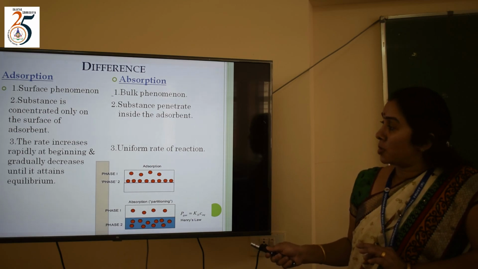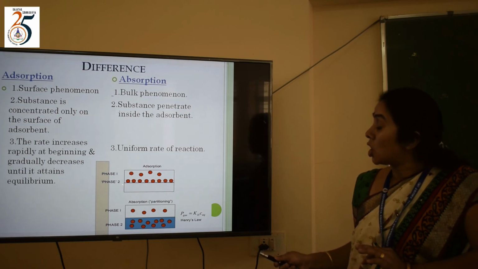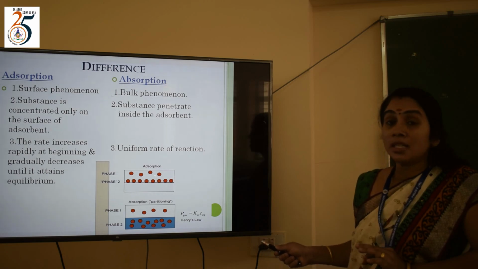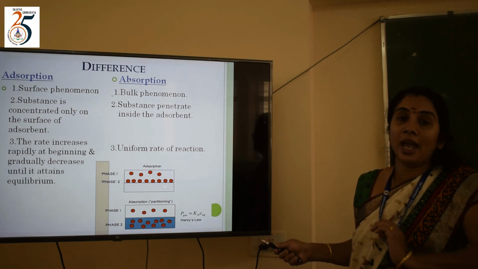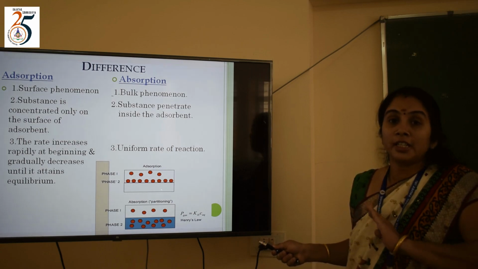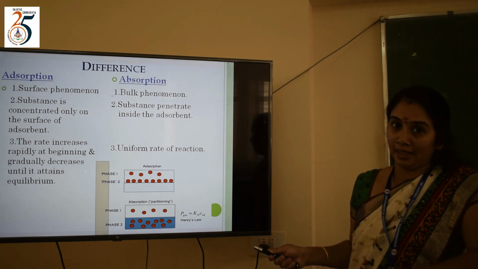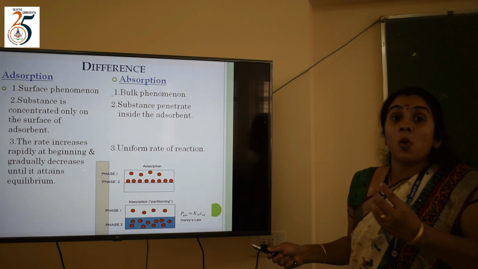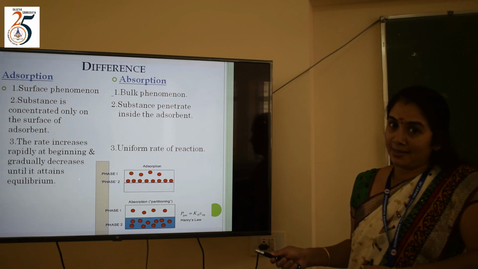Now, in the case of adsorption, the rate increases rapidly at the beginning and gradually decreases until it attains an equilibrium, which clearly indicates that adsorption is a surface phenomenon. As long as the surface of the adsorbent is exposed to the adsorbate, adsorption will happen. When the complete surface of the adsorbent is covered with adsorbate, further adsorption cannot happen. That is why the rate increases rapidly at the beginning, and as time goes on, the exposed surface of the adsorbent decreases, so the rate gradually decreases.